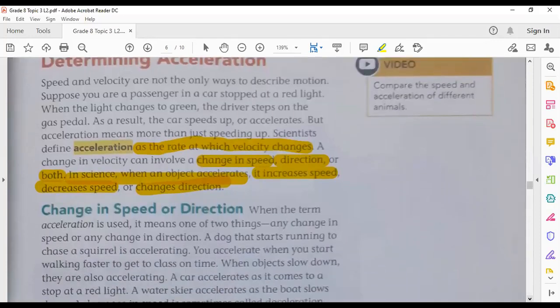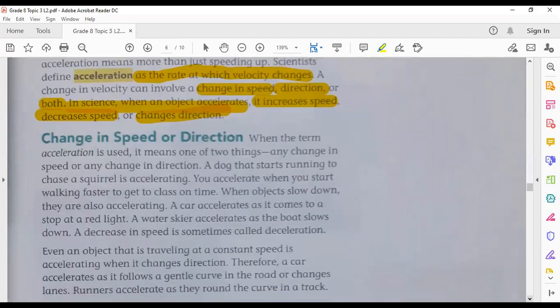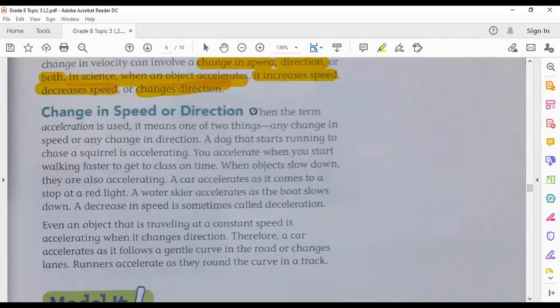Look at this title, change in speed or direction. When the term acceleration is used, it means one of two things. Whenever you see this word acceleration, it means one of two things. Any change in speed, and this doesn't always mean increase, it may decrease, or any change in direction. This is acceleration again. Any change in speed or any change in direction.